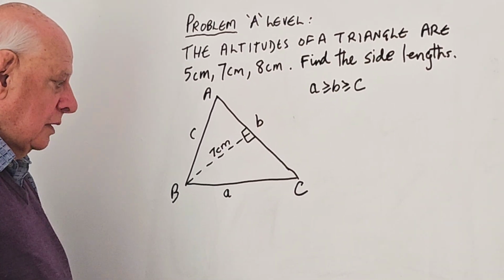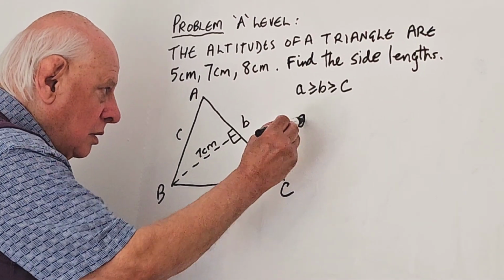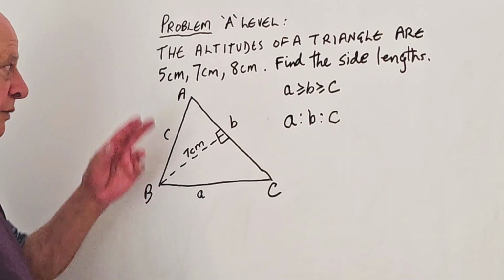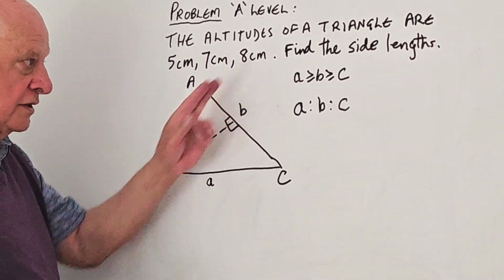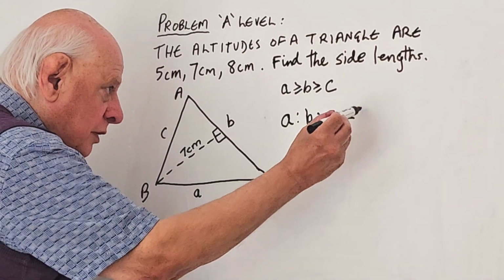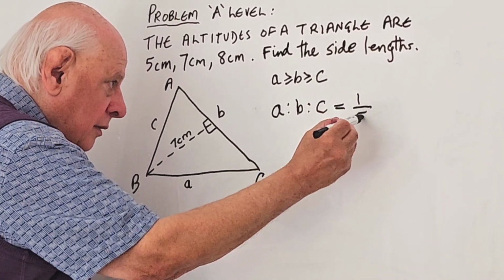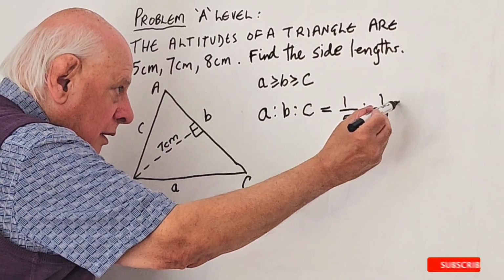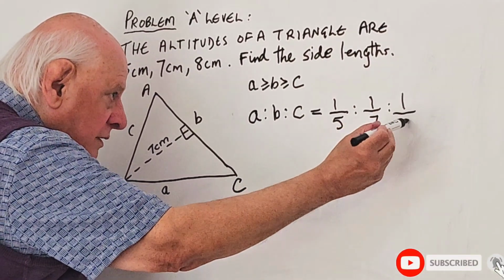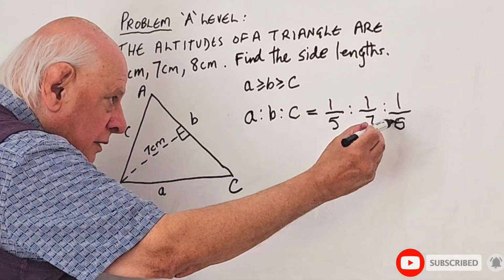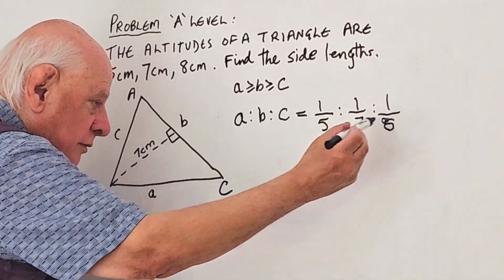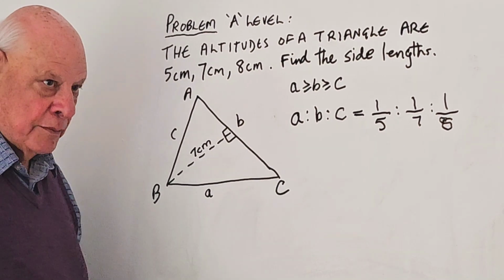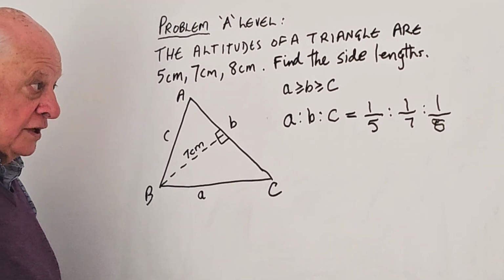Right, now then, the ratio of A to B to C will be the reciprocals of these here, which is 1 upon 5 to 1 upon 7 and 1 upon 8. Okay? Because the altitudes and the side lengths when multiplied give you the area of the triangle, so one is the reciprocal of the other. That's what I've used here.